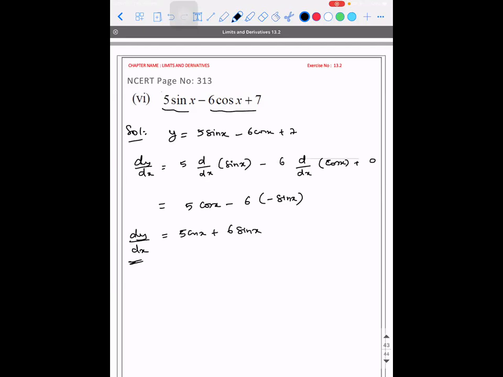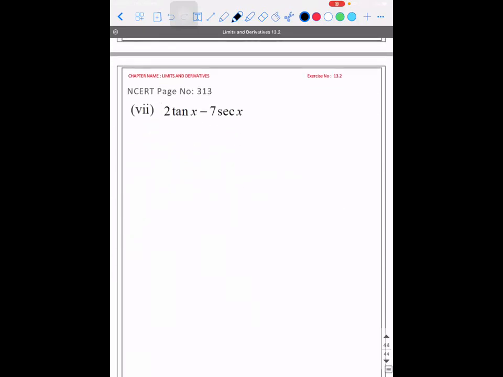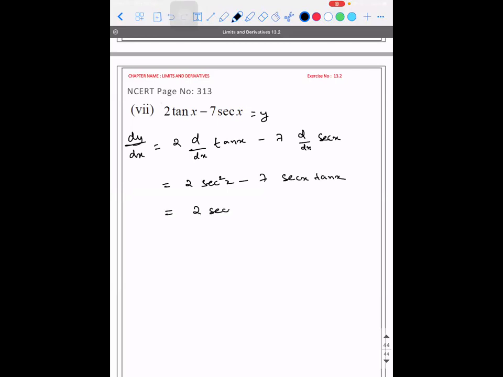Okay. So if this is y, then what is dy by dx for this question? Two into derivative of tan x minus 7 into derivative of secant x. So 2 into, what is the derivative of tan x? Secant square x. Minus 7 into derivative of secant x is secant x tan x. So 2 secant square x minus 7 secant x tan x is the answer.